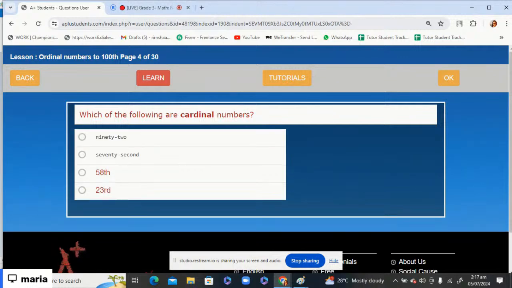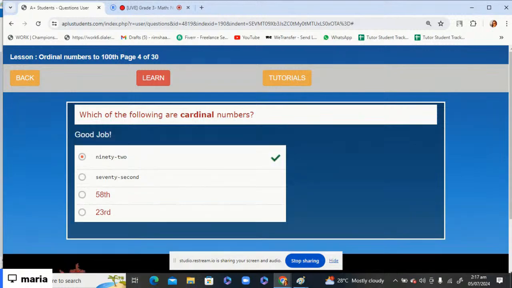Okay, now let's do this one. Which of the following are cardinal numbers? Hurry up, tell me. 92, 72nd, then 58th, and 23rd. Which one is cardinal? Yes, this is 92. That is a cardinal number.